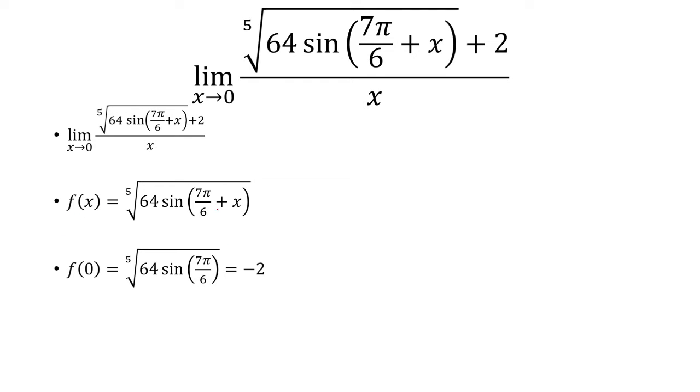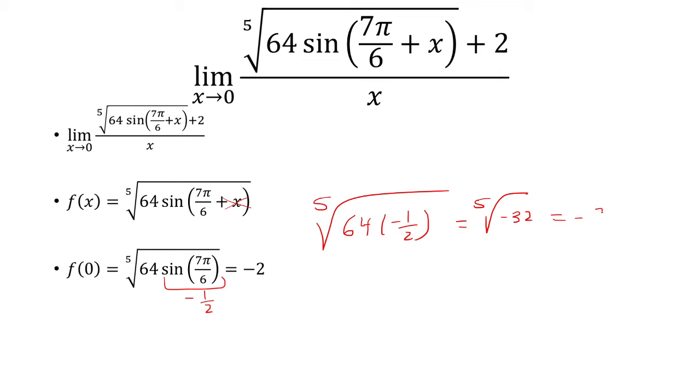So if I plug in x equals 0, this goes away. So I'm finding the fifth root of 64 sine of 7 pi over 6. Sine of 7 pi over 6 is negative 1/2. So I have 64 times negative 1/2, and all of that to the 1/5 power. That's just the fifth root of negative 32, which is negative 2.